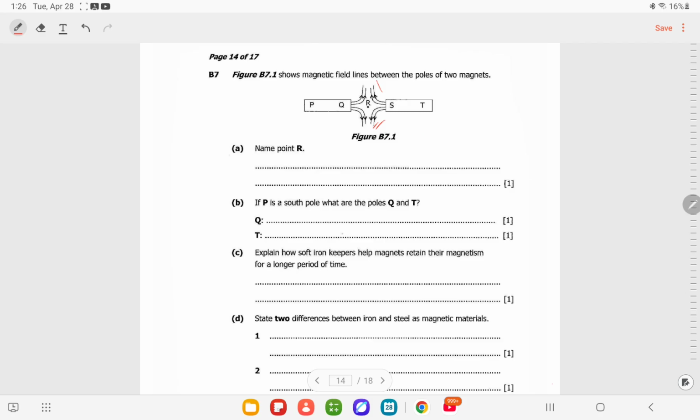So the concept we're looking at is what we call magnetic field lines and the magnetic field. So we need to understand the difference between magnetic field lines and a magnetic field.